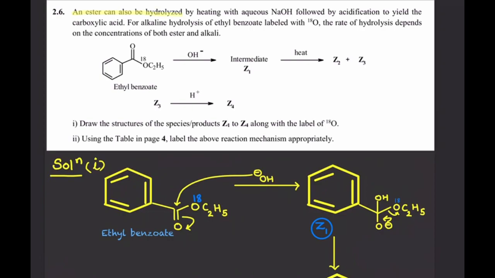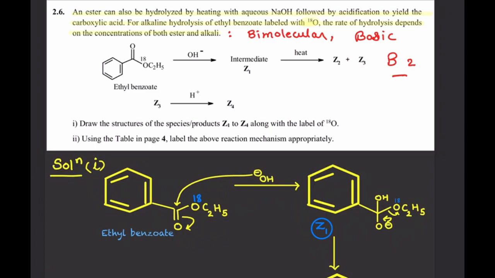An ester can also be hydrolyzed by heating with aqueous NaOH followed by acidification to yield the carboxylic acid. For alkaline hydrolysis of ethyl benzoate labeled with O18, the rate of hydrolysis depends on the concentration of both ester and alkali. That simply indicates that it is a bimolecular reaction. The question also mentioned it is a basic medium reaction. So we have got that it is going to be B and 2. We have to fill, is it AC or is it alkyl?